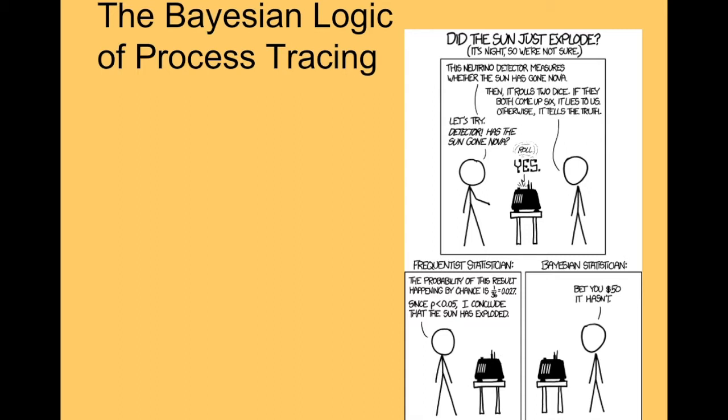Now the frequentist says, well, the probability that the neutrino detector is lying to us is just 1 out of 36, because there's only one combination of 2 6s. And so I will assume that it's more likely that it's telling the truth, so I will conclude that the sun has just exploded. And the Bayesian says, do you want to bet?